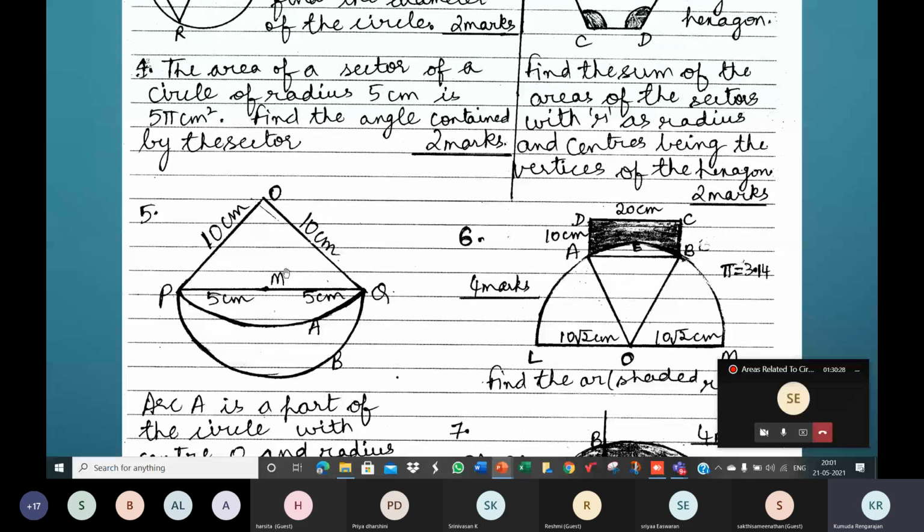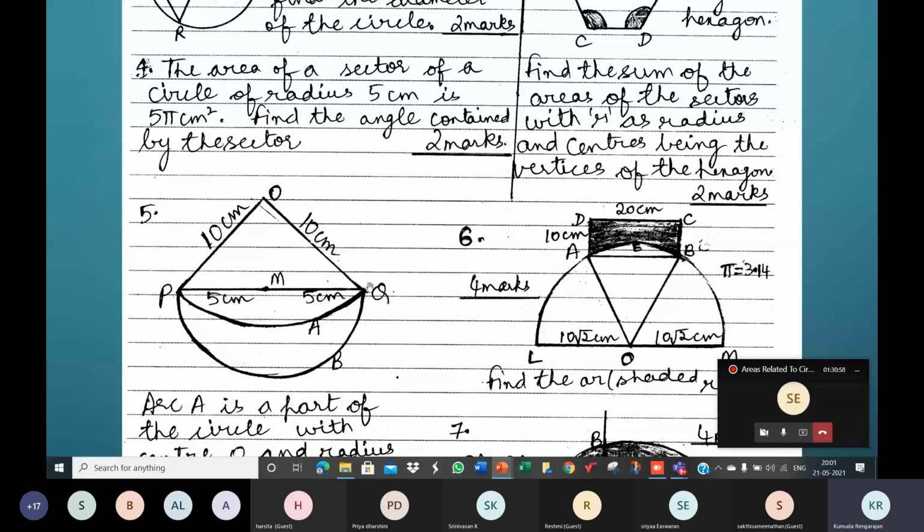So see, we'll see it with the figure again. This is the sector. OP radius, OQ radius, and this is the arc. The sector has this triangle and segment in it. So the area of the sector minus the area of the triangle will give us the area of this segment. Have that answer. Find the area of the segment, have it with you.